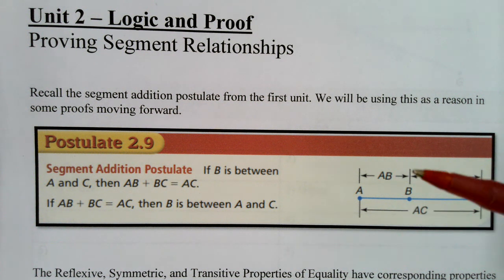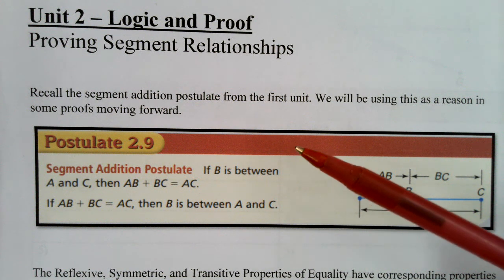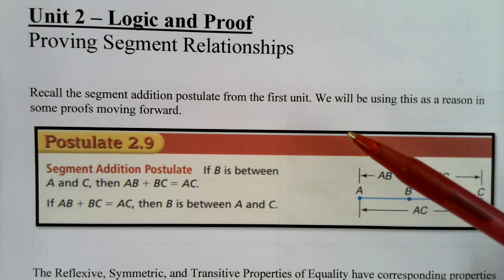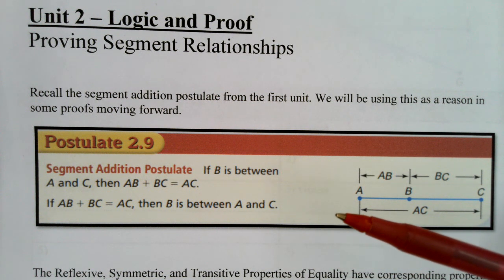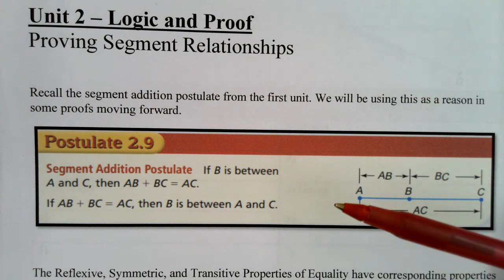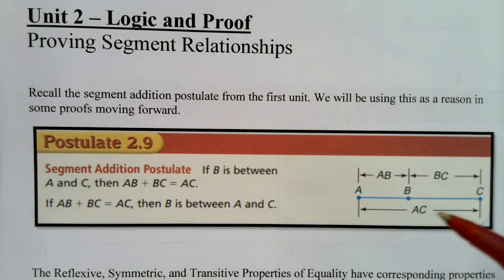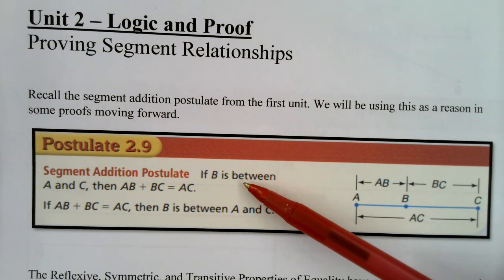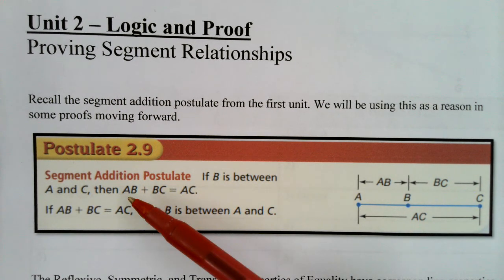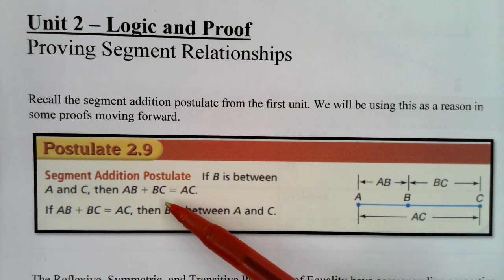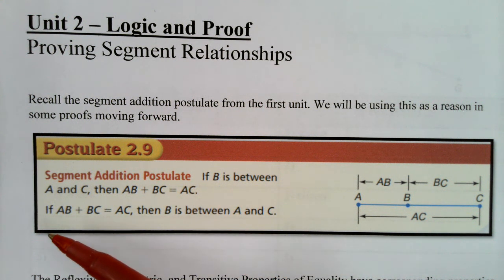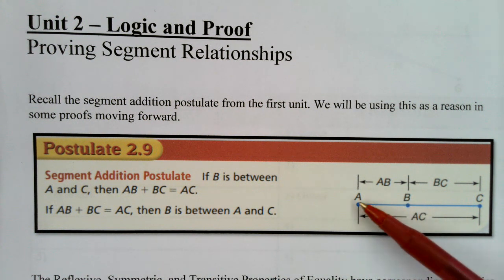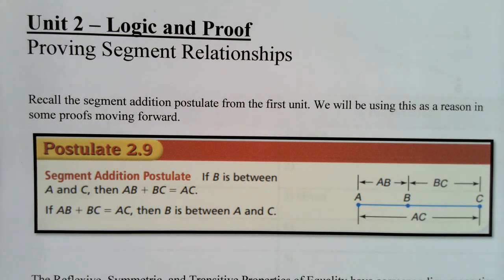Okay, so I just want to recall a previous postulate. We used it in the first unit, and we also used it in the last lesson with paragraph proofs. It's called the segment addition postulate. It says if point B is between A and C, you can say that segment AB plus segment BC equals segment AC. So if B is between A and C, the two small segments added together equals the big segment. We're going to use that in the proofs today, or at least in one proof, maybe more than one.